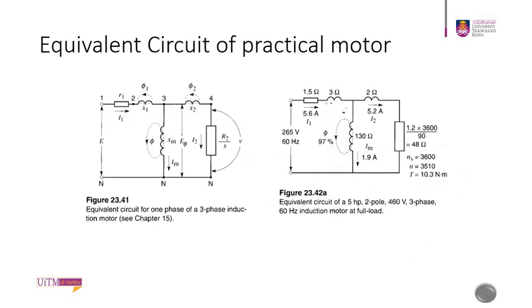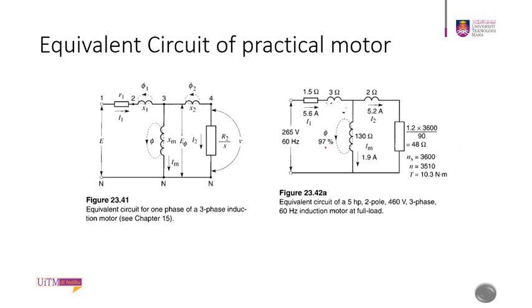Okay, we look back at the equivalent circuit of a practical motor. You have two examples here. This example is for one phase of a three-phase induction motor. You can look at your textbooks or any reference books, and they usually have a similar explanation of the equivalent circuit for a practical motor. For example, this is an equivalent circuit for a 5 horsepower, 2-pole, 460 volt, 3-phase, 60 hertz induction motor at full load. So this will be an example.